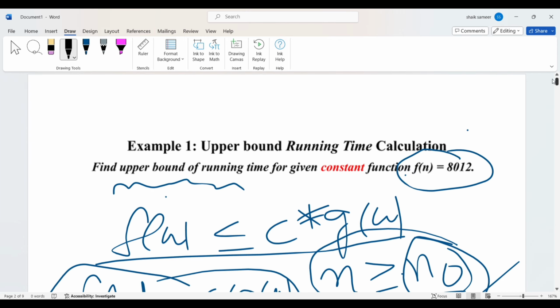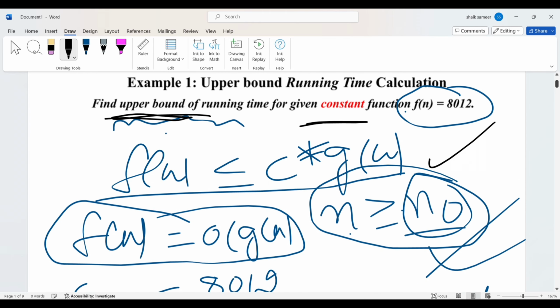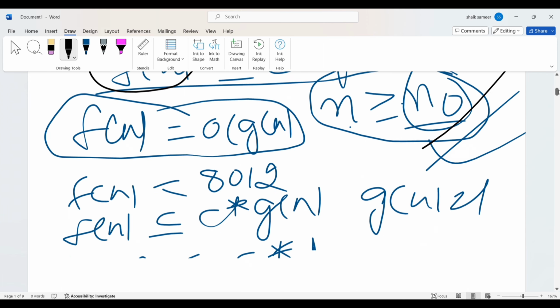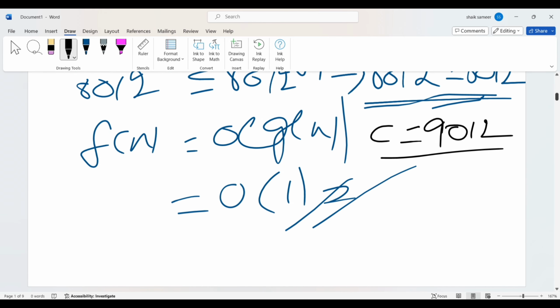Okay, this is the first problem. Once again, first recall that this is an upper bound, so you have to know this is a problem related to BIGOH notation, and check which function is given. Here a constant function is given. Now recall these two conditions in BIGOH notation, and substitute f of n as 8012 and g of n as 1, since the function is constant, and substitute the C value so that f of n becomes less than or equal to C into g of n. Finally you get f of n equals BIGOH of g of n.